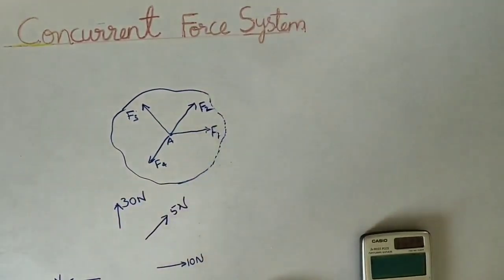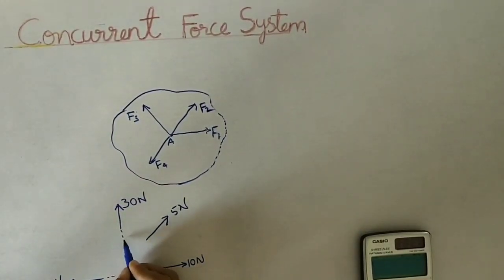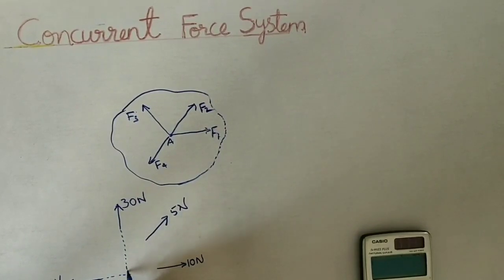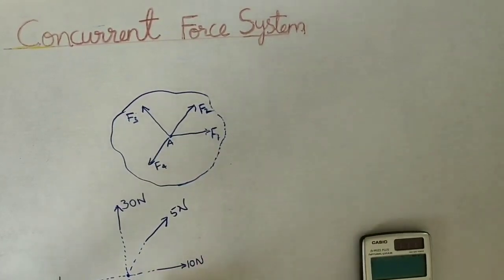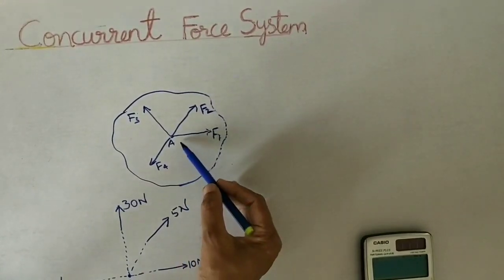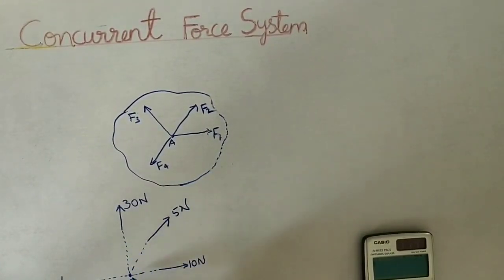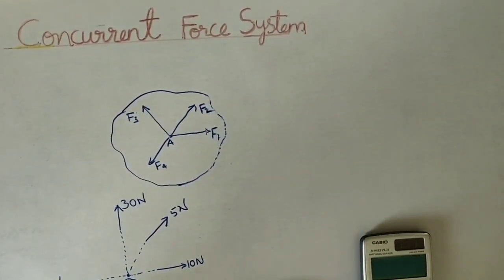According to this definition, if you extend the line of action of all these forces, all are meeting at the same point. It is called concurrent forces. All forces are acting at the same point, or the lines of action of all forces meet at a common point or one single point. It is called concurrent force system. Now in this concurrent force system, how to find the resultant force?